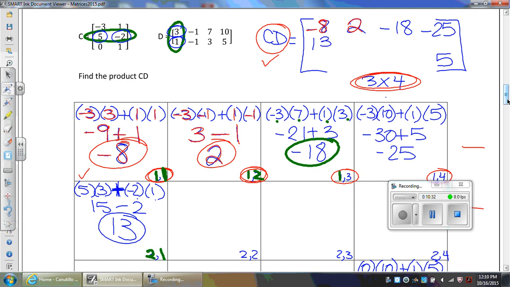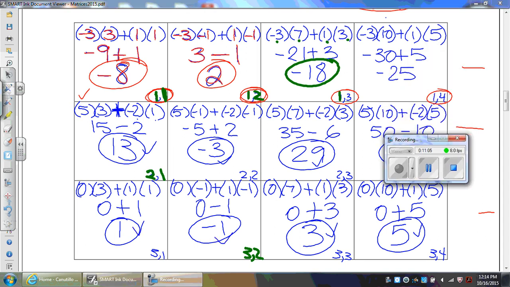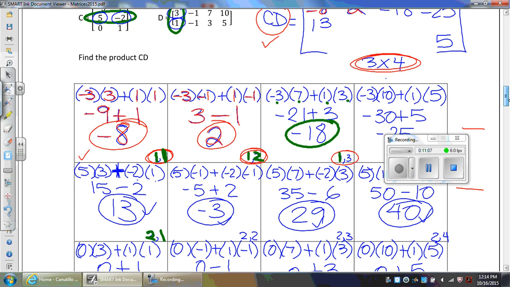Now I'm going to pause the video and finish the matrix product. I would like you to work on your own and then check your answers with mine. Okay, so these are the final numbers that we got. At this time, I would like you to write down the product using the numbers I have circled, and that will be the answer to the matrix multiplication, C times D.